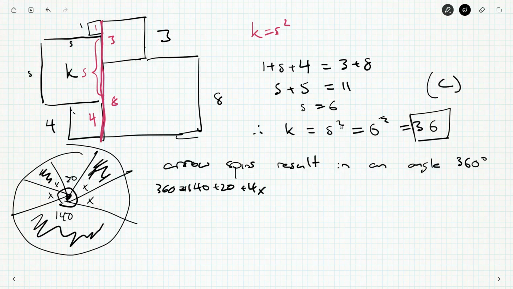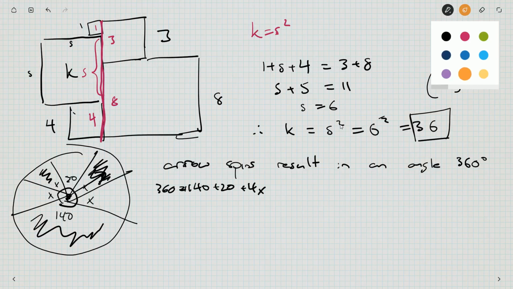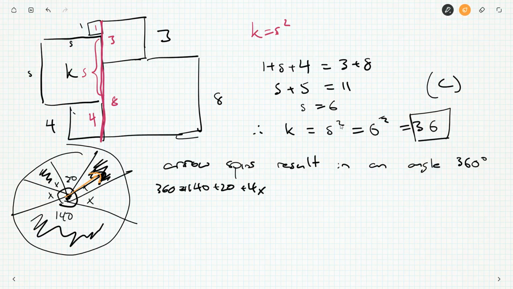But the probability that the arrow stops on an angle that lands it in this shaded area is whether or not we have an angle value in this particular range. And what range is this? Well, this is a range of x angle values. This is x, and this is 140 of them. So the probability that we want to calculate is just the sum of the angles of the sectors that are shaded over the total angle sum, which is 360 degrees. So this is why we need to figure out what x is.